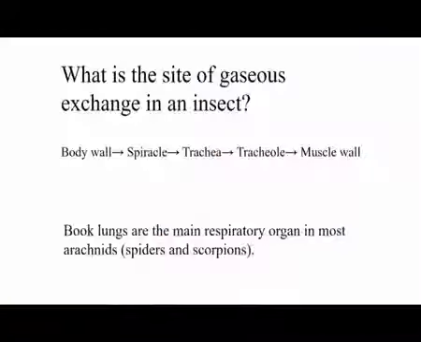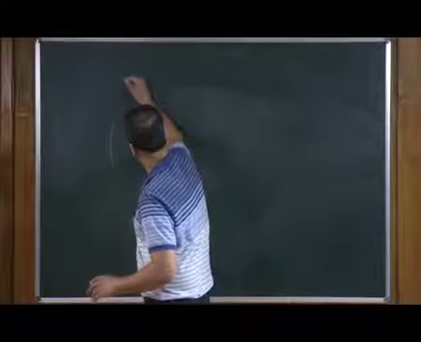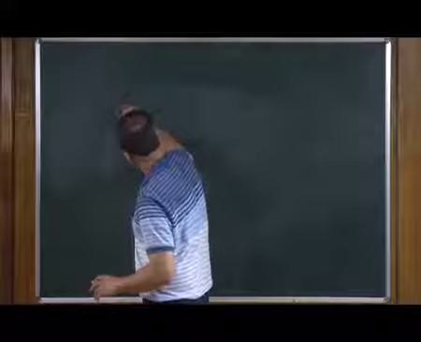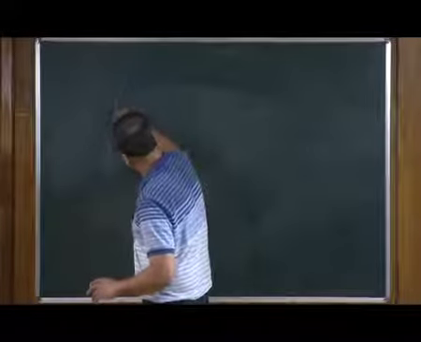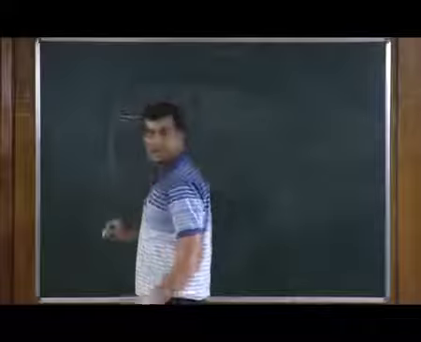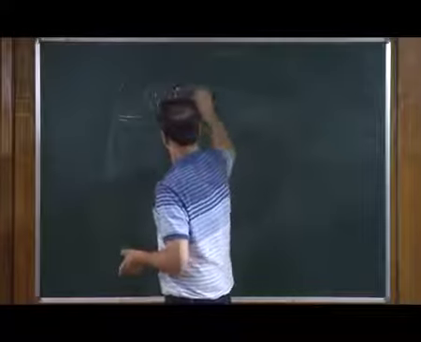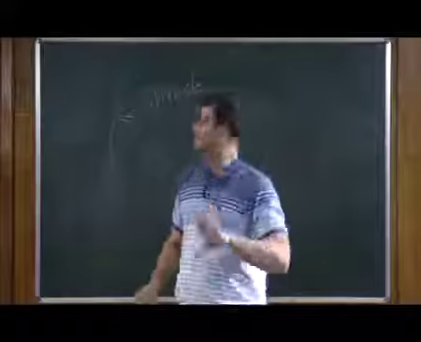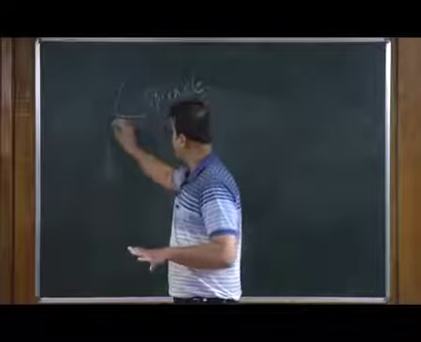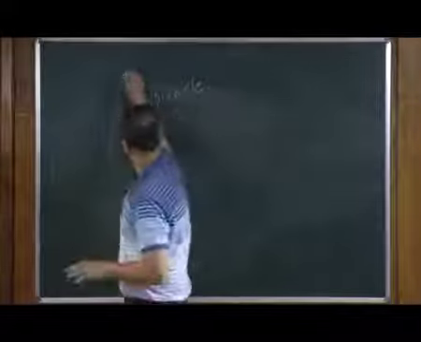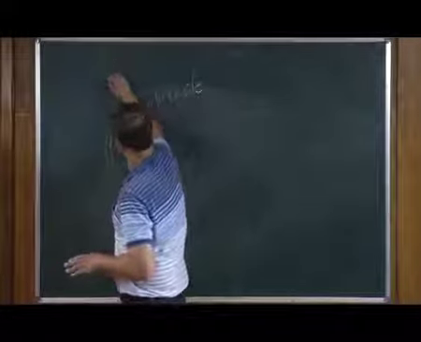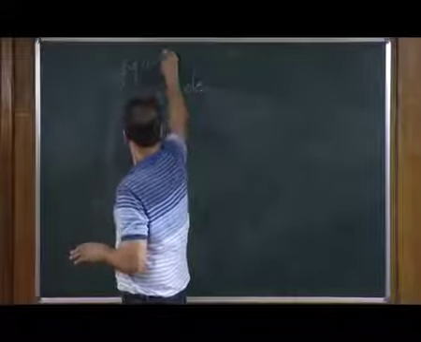So, if we try to draw how this whole exchange of gases takes place in an insect, we will start with the body wall. Suppose we have a body wall here, and this body wall has an opening, and this opening is continued into a channel, a tube-like structure which is called the spiracle. So, the spiracle is the tube-like opening from outside. These are all body wall, body surface.